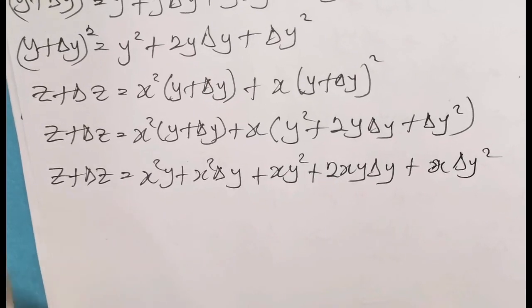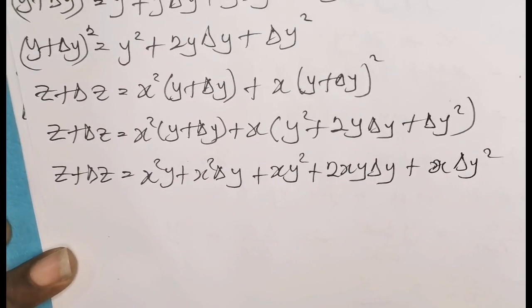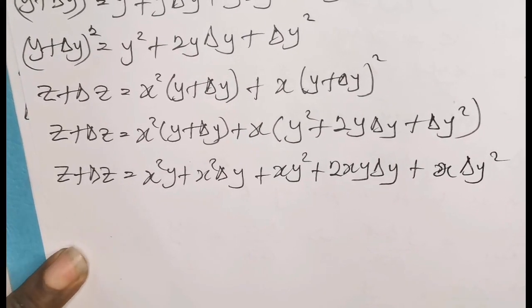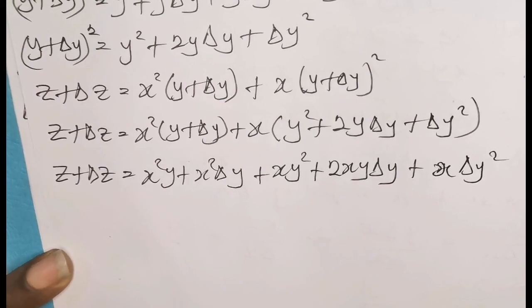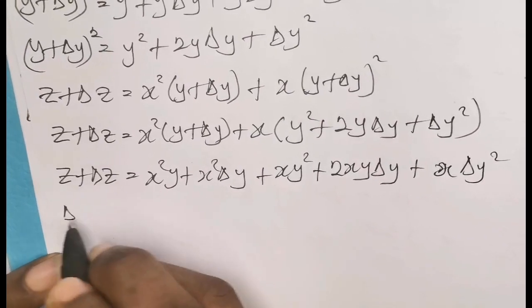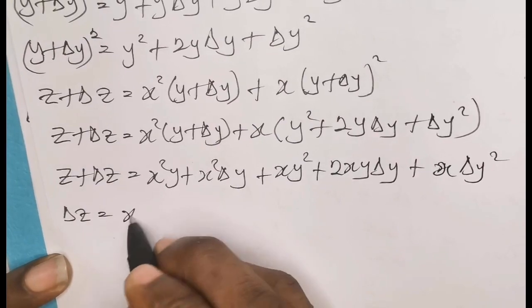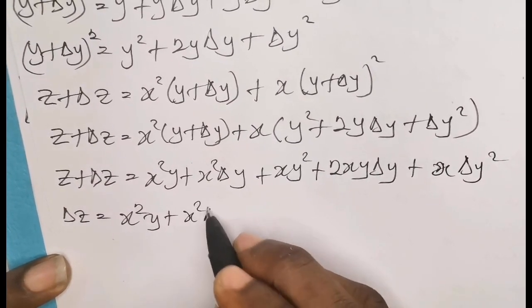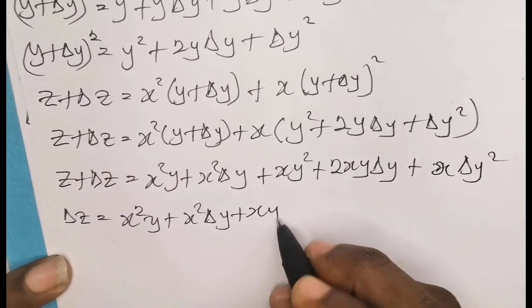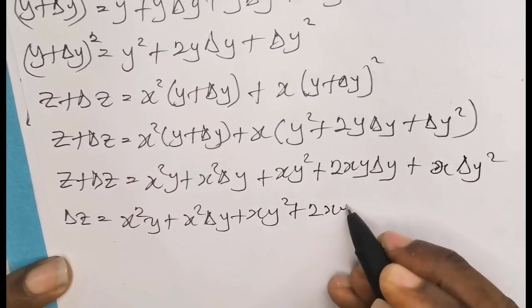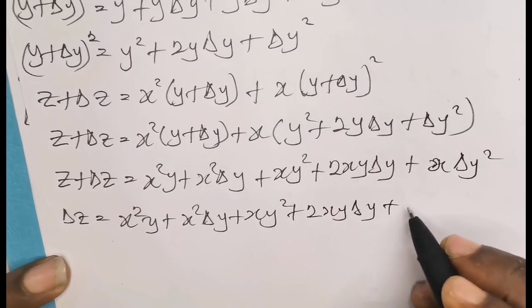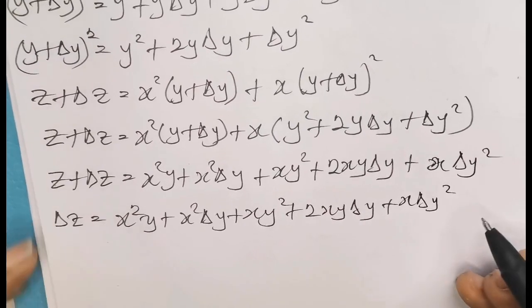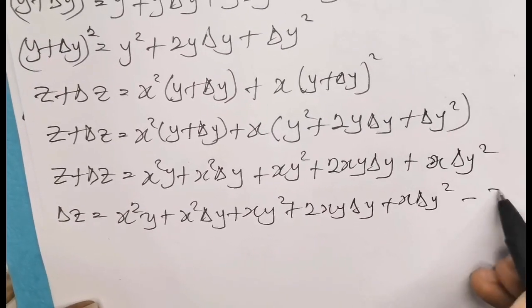We have this. Okay, now having expanded, the next thing to do is transfer z over to this side of the equation. So if you send z over to this side of the equation, you're going to have change in z left over here, and change in z becomes, put down everything, you have x squared y plus x squared change in y plus xy squared plus 2xy change in y plus x change in y squared. If z crosses over, it becomes minus z.